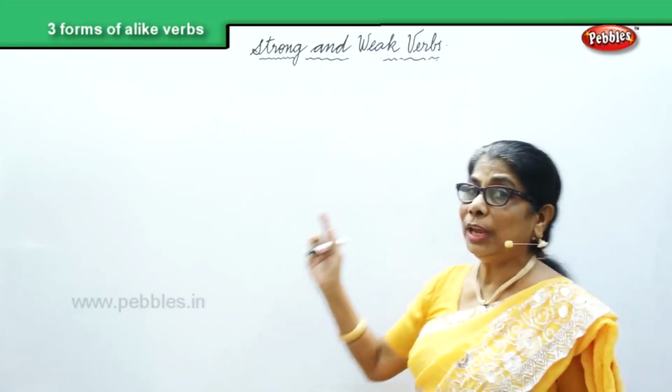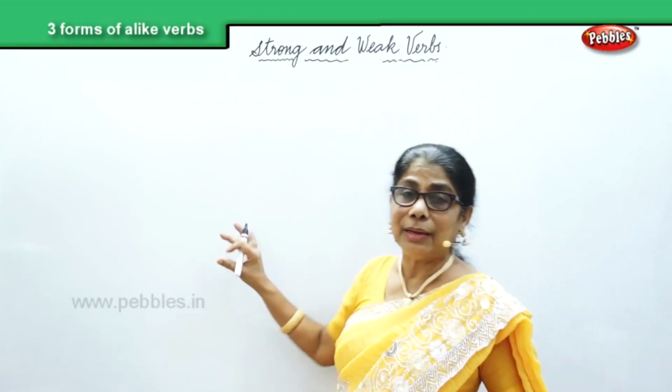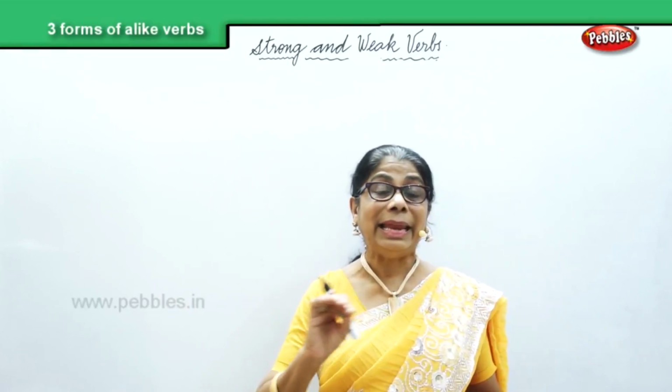So far we have done strong and weak verbs in the three forms: present, past and past participle. And the spelling varied from the present into past and into participle. Sometimes there were some changes here and there. But the third category, what we are going to do now, is verbs that have the three forms, present, past and participle, alike. The words are alike.